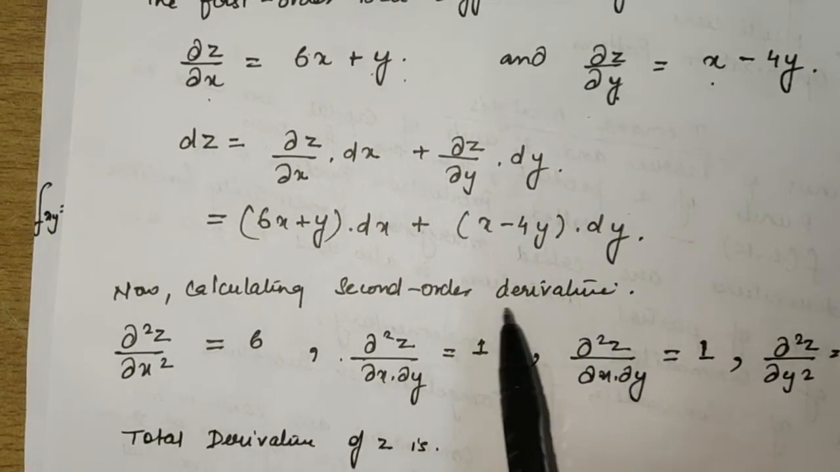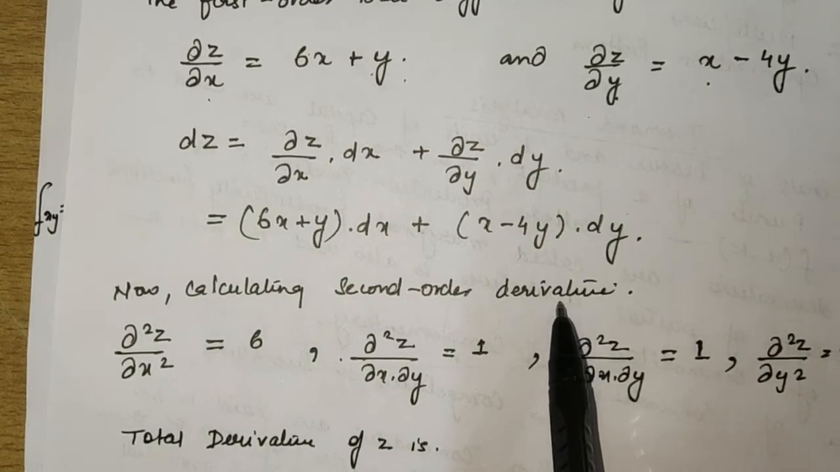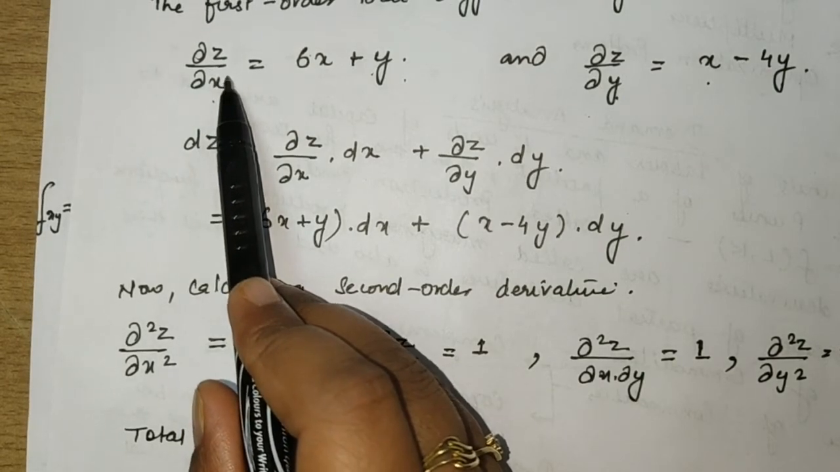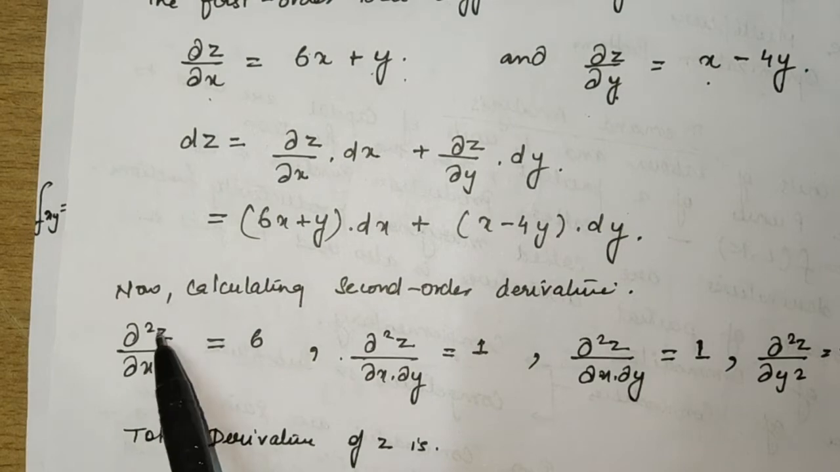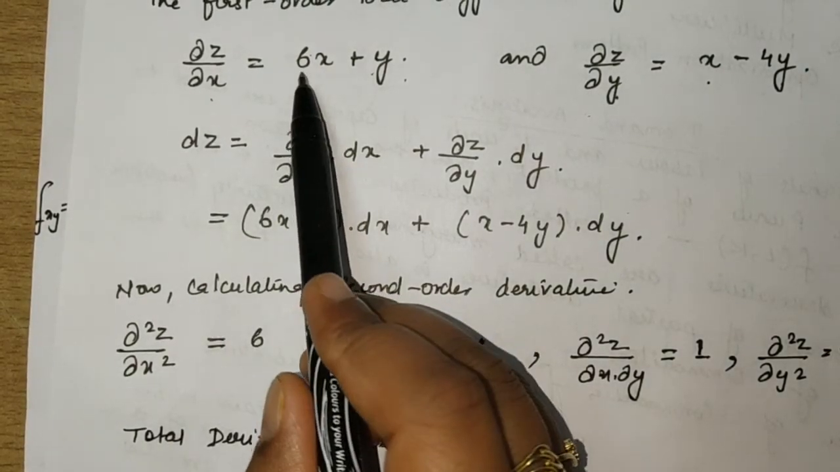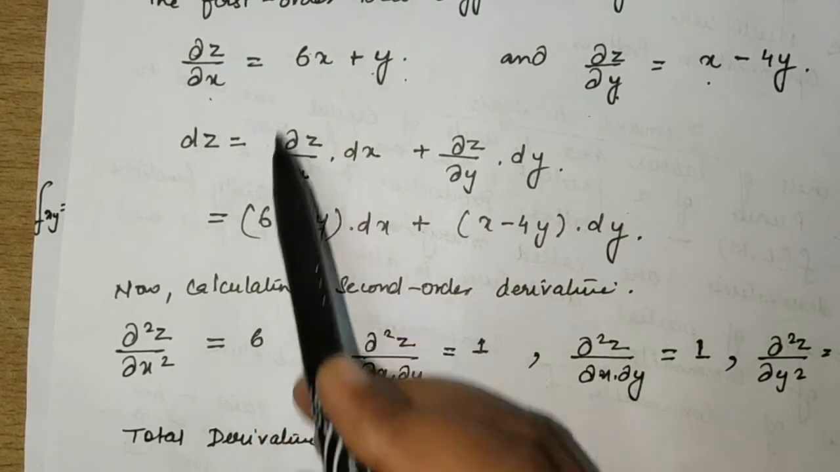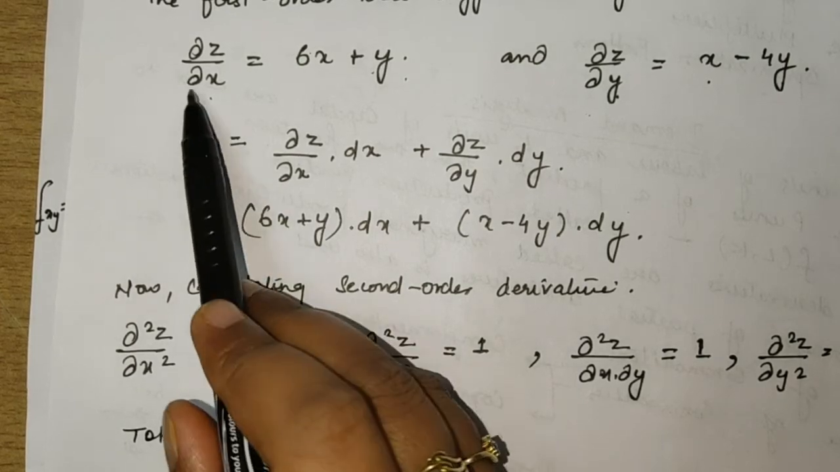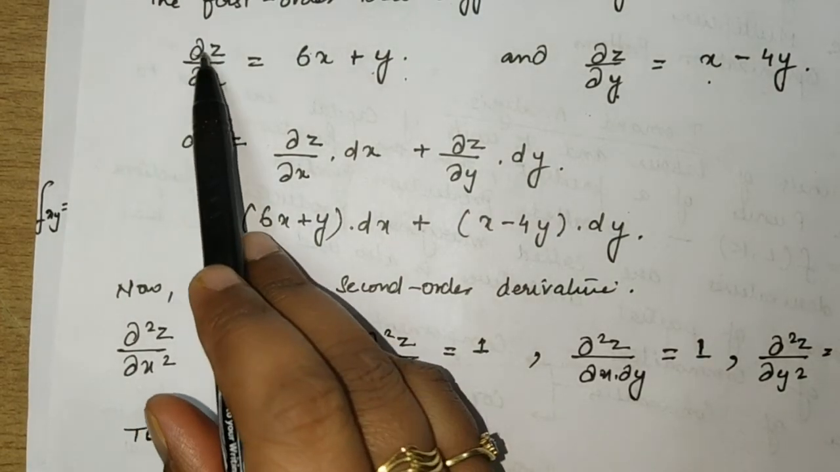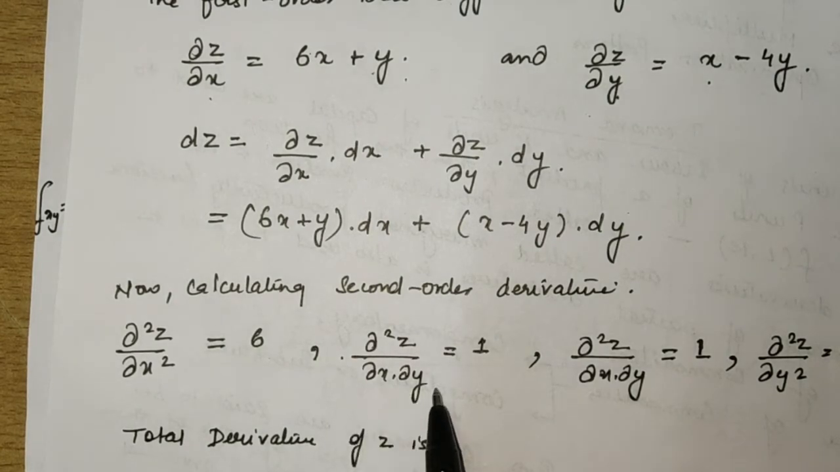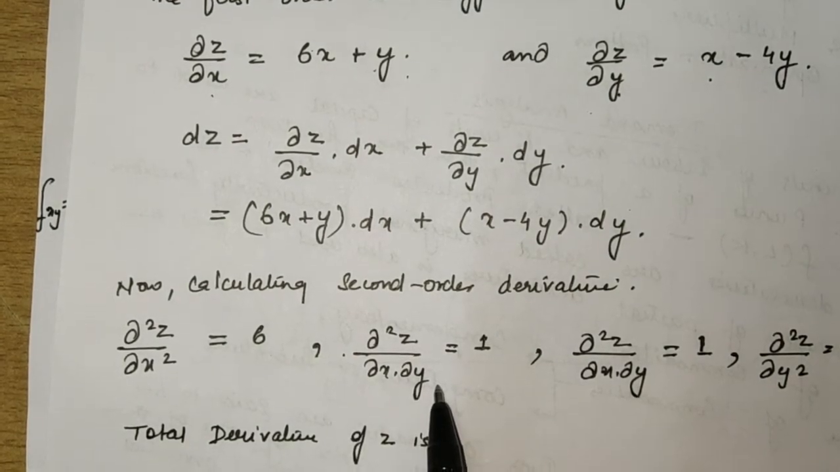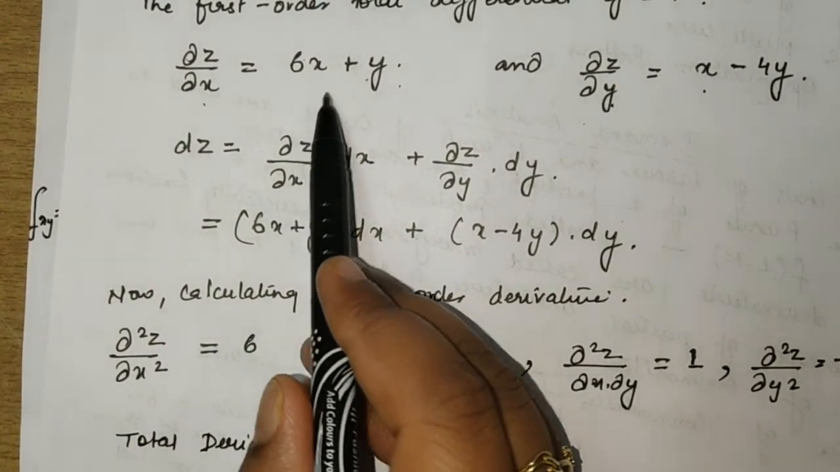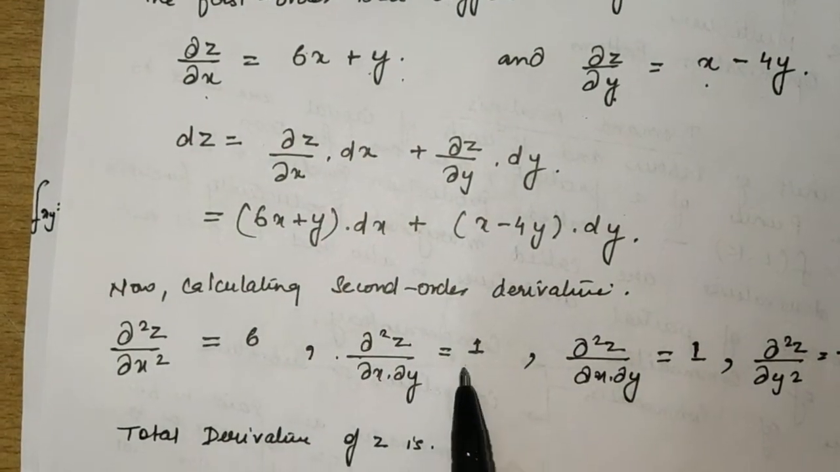Now we calculate the second order derivatives. Second order derivatives, we differentiate this with respect to x. So it will be delta square z by delta x square. Y will be constant. We differentiate with respect to x, so this will be 6x and this will be 0, so our answer is 6. We differentiate this with respect to y, so this will be delta square z by delta x into delta y. So this will be 0 and this will be 1, so our answer is 1.